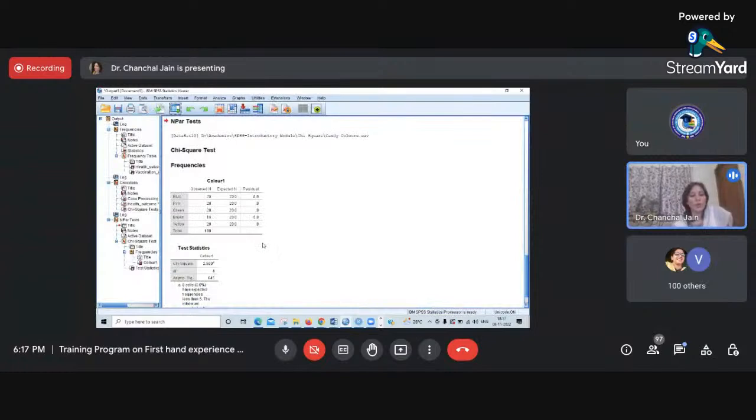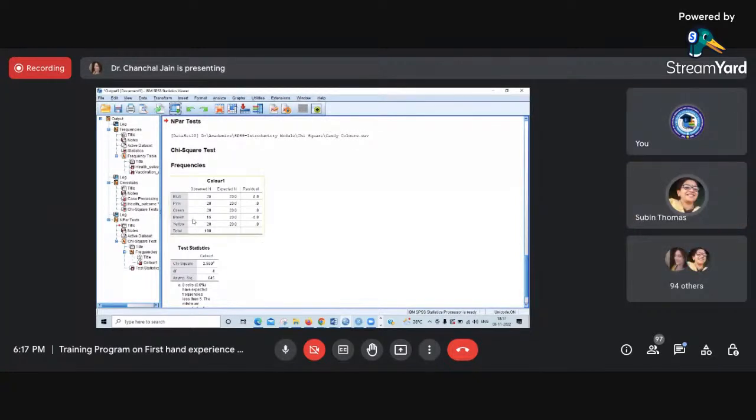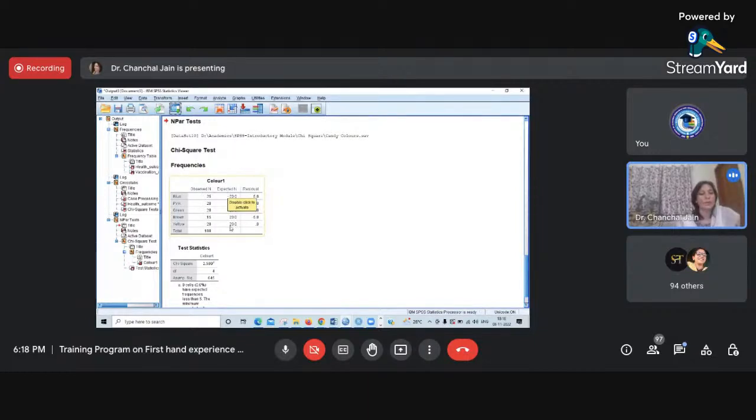So I hope the output window is visible to each and everyone. Yes, ma'am. Now you can see these are the colors which were named 1, 2, 3, 4, 5: blue, pink, green, brown, and yellow. These are the observed counts, and these are the expected frequencies calculated by SPSS. In the third column, you can find the residuals. Residual means the difference between the observed and expected.